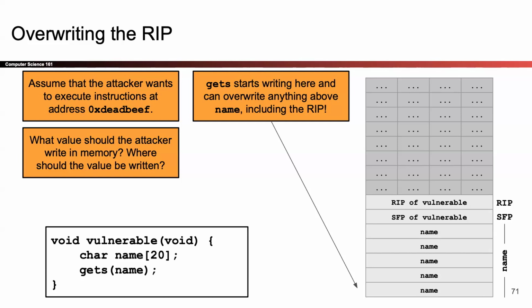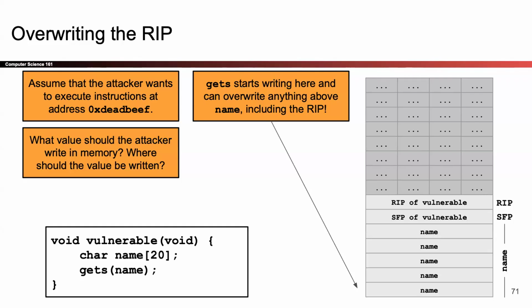All right, and what condition do I need to be true if I want to overwrite the RIP with hex deadbeef? What needs to be true about the input for that to happen? The last 4 bytes, the bytes 25 to 28, need to be deadbeef. And by the way, big endian or little endian? Little endian. So we've got to get the bytes in the right order.